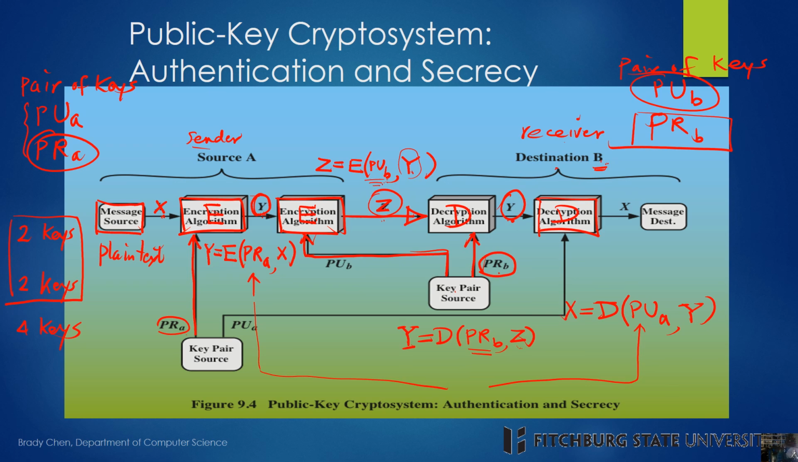So you see the point here? You basically encrypt twice. First encrypt using the private key of itself, and the second time encrypt using the public key of the other side. Then when the other side receives the ciphertext Z, it first decrypts once to restore back to the intermediate ciphertext Y. Once you have Y, you decrypt it a second time, and this time use the public key of the sending side, the sender. This way, you can guarantee the authentication and the secrecy of the message.